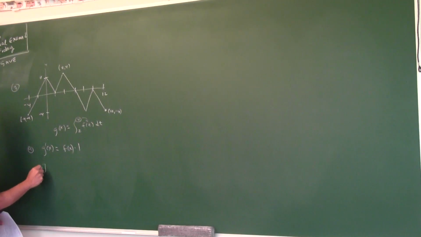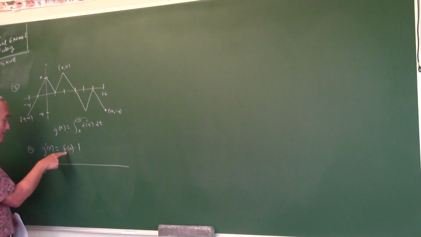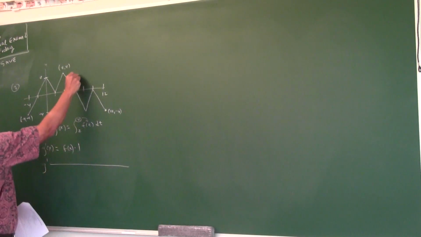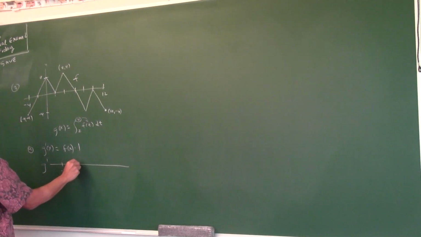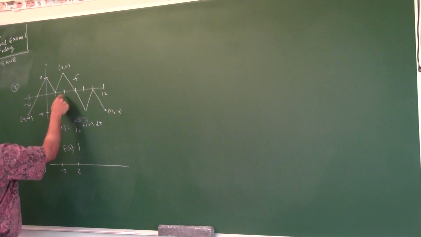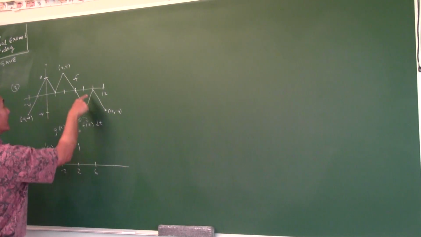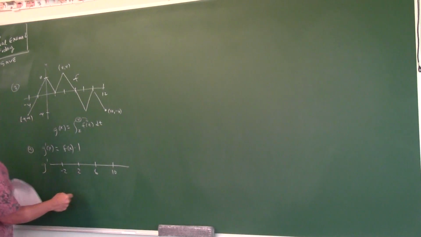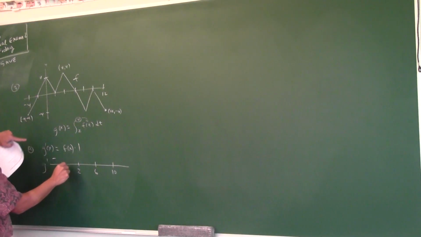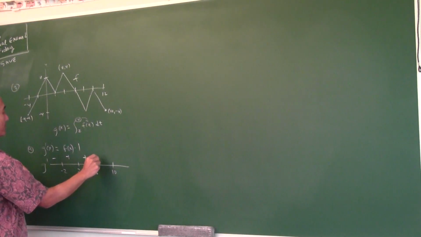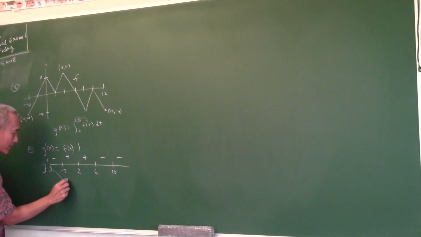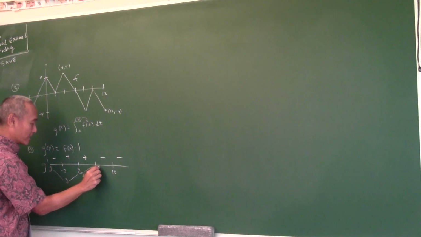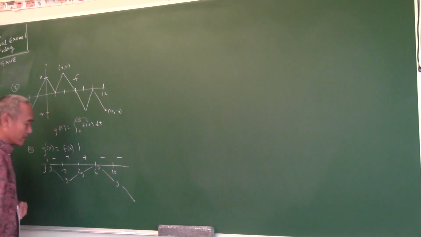So if I'm going to make a number line for g prime, that means I'm making a number line for f, which is this graph over here. So all you have to do is make a number line for this graph. Where does it touch the x-axis? -2, 2, 4, 6, 10. Then you look, is it above or below? Below, above, above, below, below. What does this mean? G is decreasing, G is increasing, G is increasing, G is decreasing, G is decreasing.